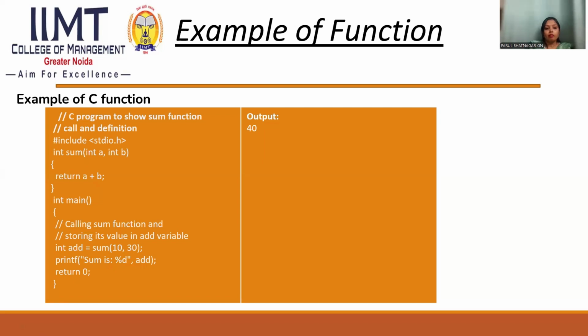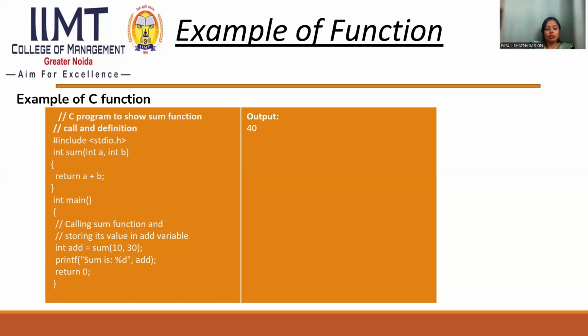Let us discuss with the help of an example. Here we show a sum function. It takes two parameters of integer type, and it returns an integer value. This function adds two integer values and returns the result as an integer.